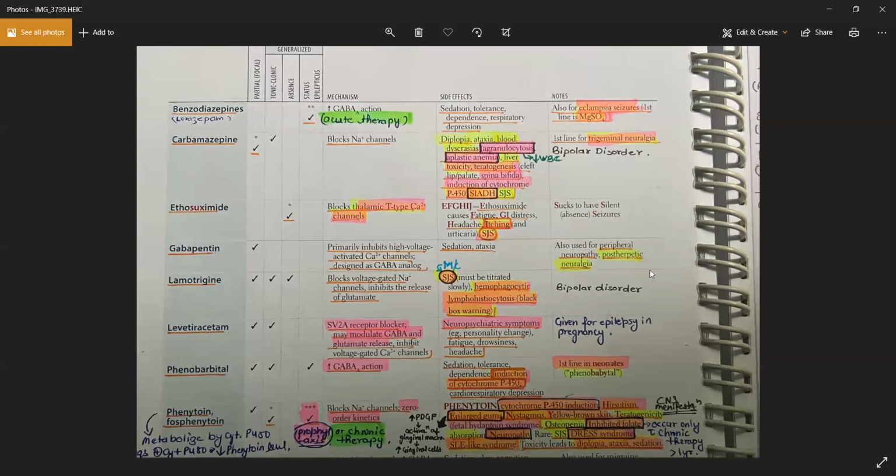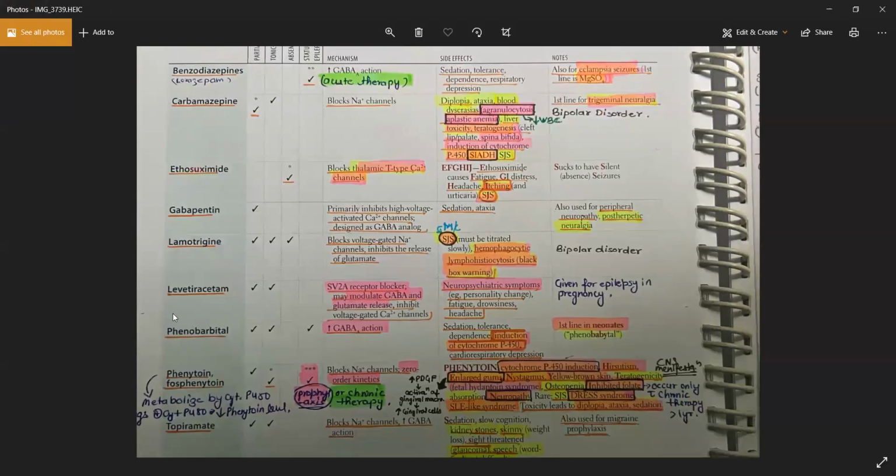You can use lamotrigine for the bipolar disorder, again just like my carbamazepine. Then you have the levetiracetam, the SV2A blocker. You can use them for the tonic-clonic and the partial seizures, and you use this drug mainly for epilepsy in pregnancy because it is a safe drug for pregnancy. Although it can cause some neuropsychiatric changes like personality change, fatigue, headache, it doesn't necessarily matter. Just know that levetiracetam is actually an SV2A receptor blocker.